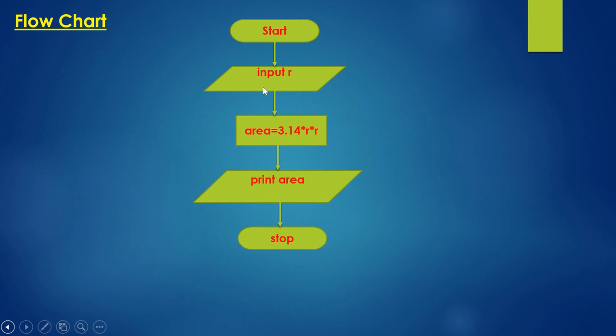How to draw the flowchart for this? See, for representing start, oval symbol. Next, step 2 is input. So, input r. That is in parallelogram. Area is equal to 3.14 into r into r. That is a process, so that is in rectangle. Then, output. That is print area. Then, stop. Stop and start symbol are same. Input and output are same. Process is in rectangle. This is the flowchart to find the area of a circle.